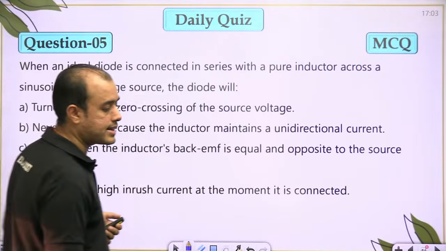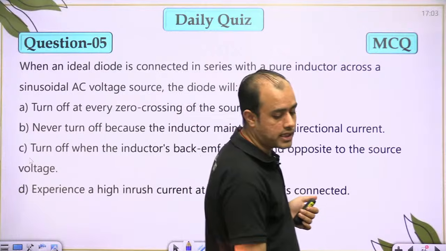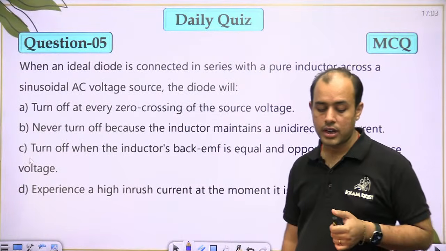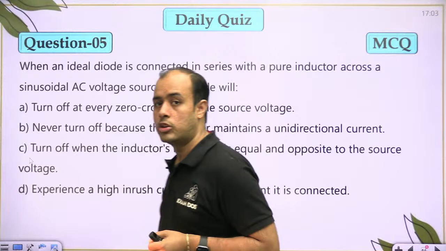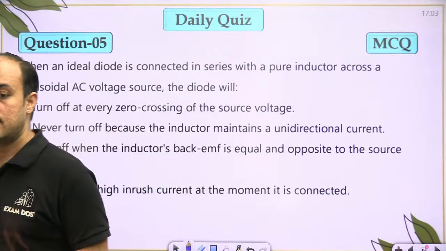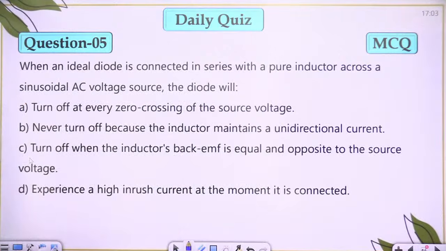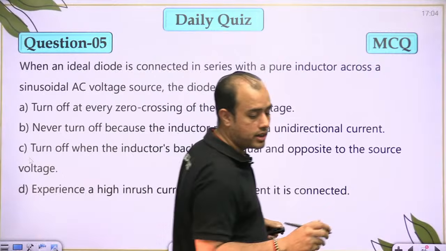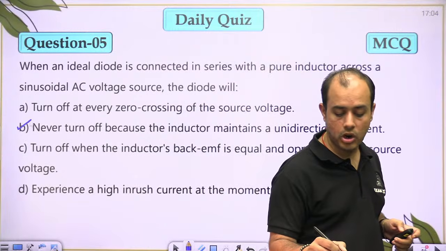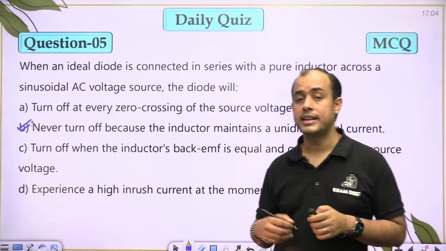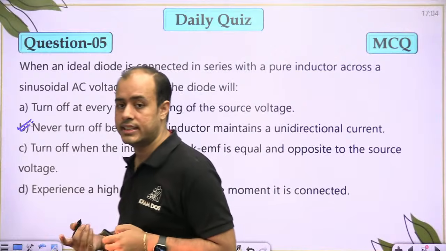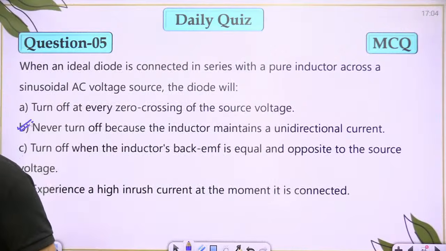When an ideal diode is connected in series with a pure inductor across an AC source, the diode will. जब डायोड को इंडक्टर के साथ एक एसी सोर्स से जोड़ोगे तब डायोड क्या करेगा बेटा? What will diode do? It will never turn off because current is unidirectional. माने current never reverses. current पलटता ही नहीं है.